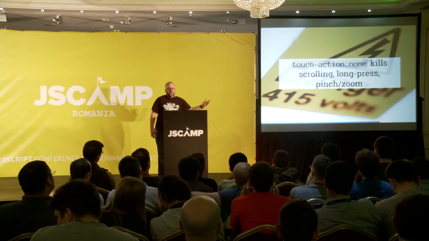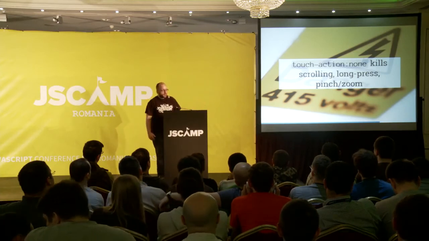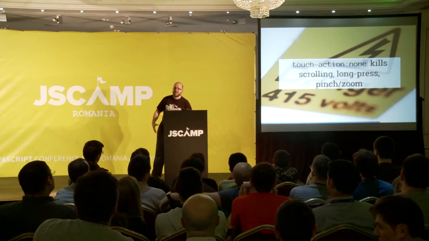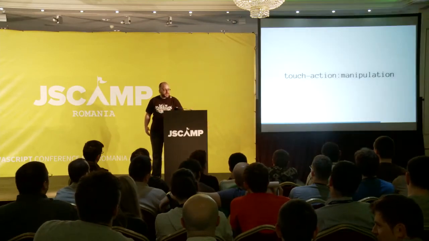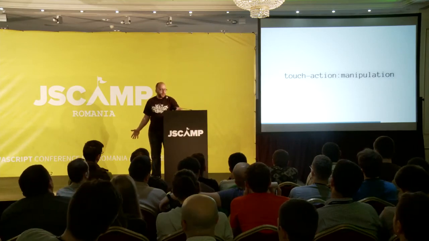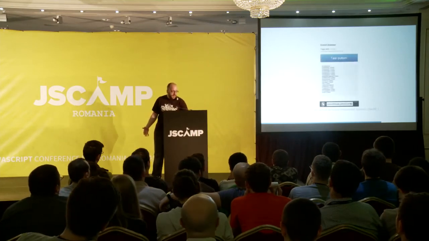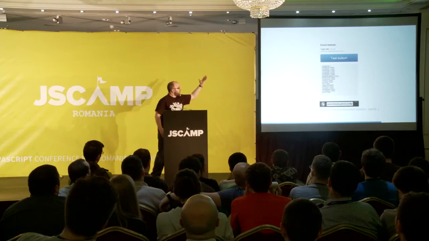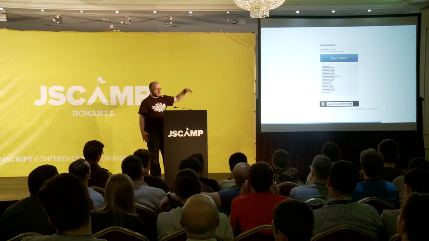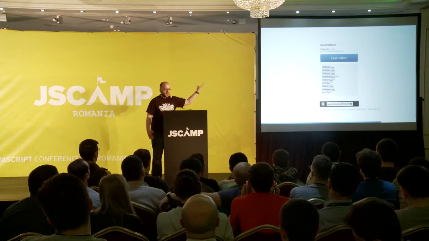Now again, touch action none. It was my throw the remote away in anger. It kills scrolling, it kills long press, pinch to zoom. Again, use it surgically. Touch action manipulation is really what you want if all you want to do is remove that 300 millisecond delay. So applying that to my test button, I see that there's no delays. Click fires right away, there's no 300 millisecond delay.